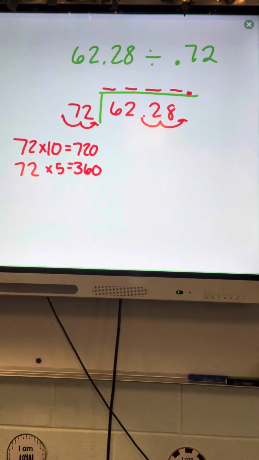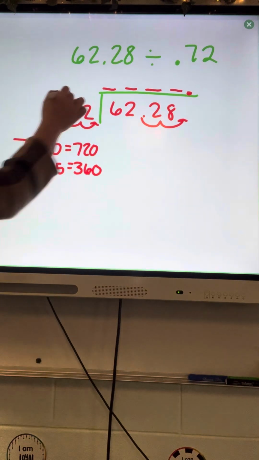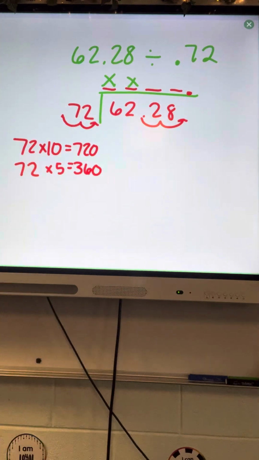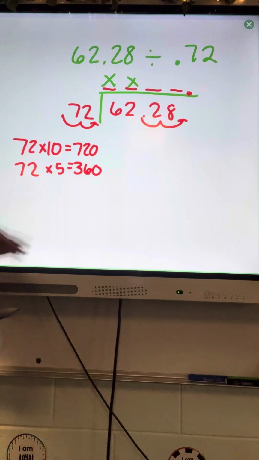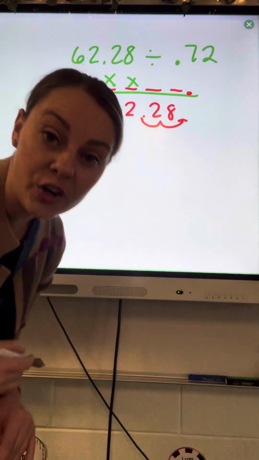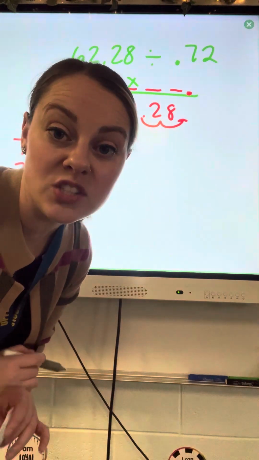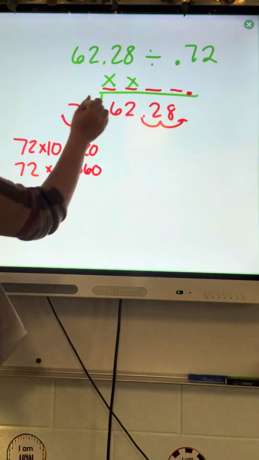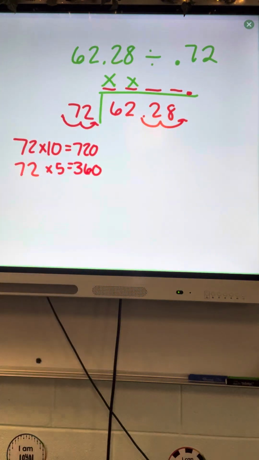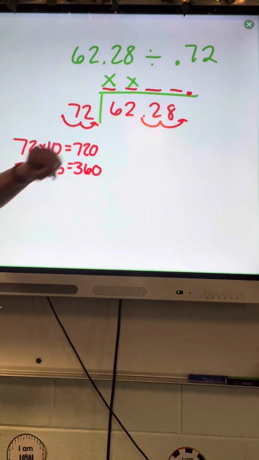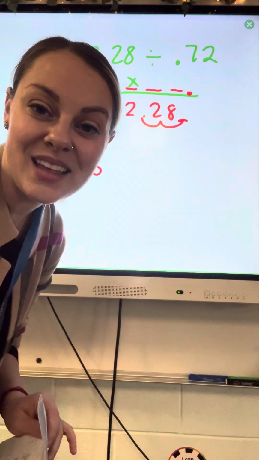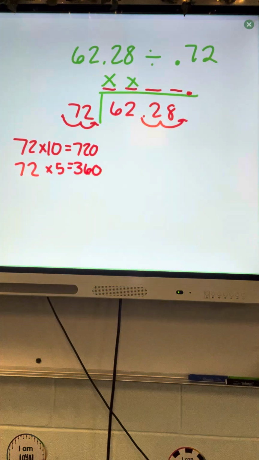All right, and here we go. 72 cannot go into 6, and 72 cannot go into 62. You really should put those zeros or x's there, because if you have your numbers in the wrong spot, that's gonna mess your decimal up. 72 fits into 622. Think about it. 622, is it closer to 360 or 720? Yeah, it's closer to 720.